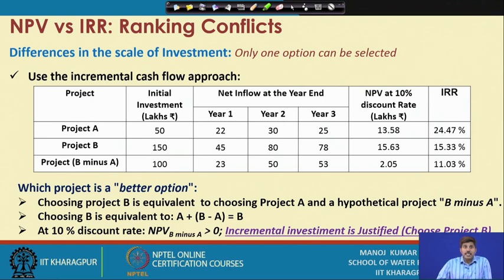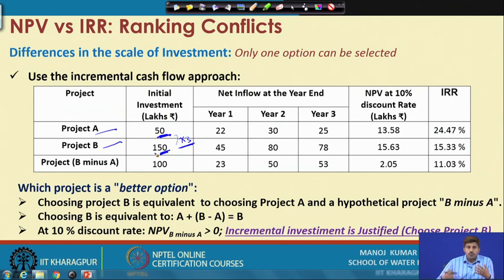Such a problem arises in multiple cases, and one such case is when we have differences in the scale of investment. You see the same projects, project A and project B, that we were considering: one has an initial investment of 50 lakh rupees while another has an initial investment of 150 lakh rupees. So, there is almost 3 times higher investment in project B.